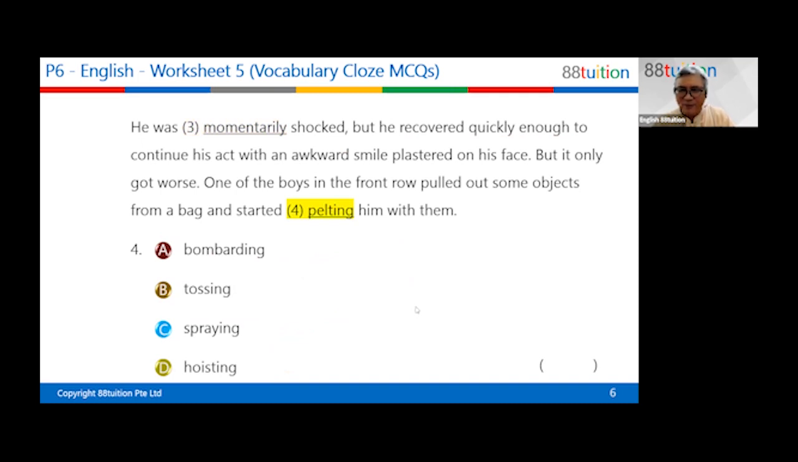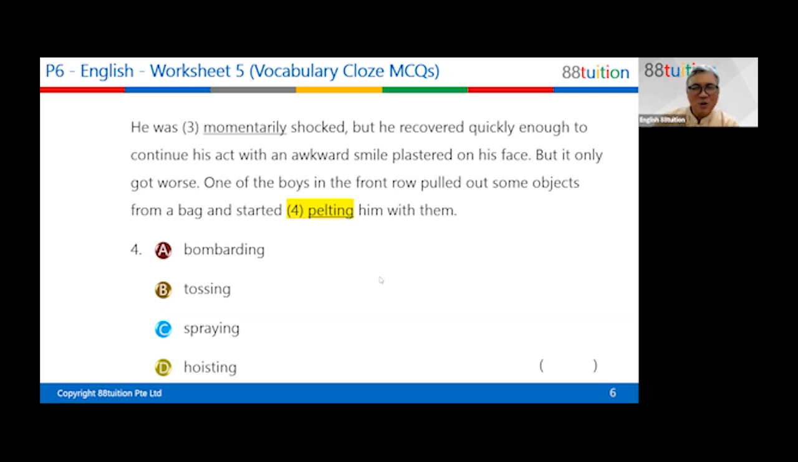Pelting. Everybody. Number 4. Go. Pelting him. One of the boys in the front row pulled out some objects from a bag and started pelting him with them. Okay, we have number of A's, number of B's, 1 D. 5, 4, 3, 2, 1.